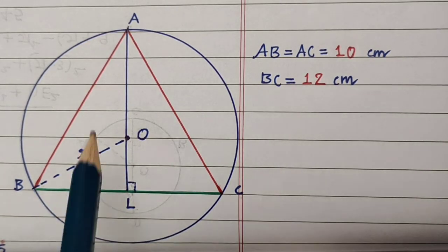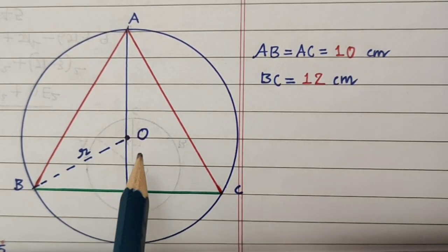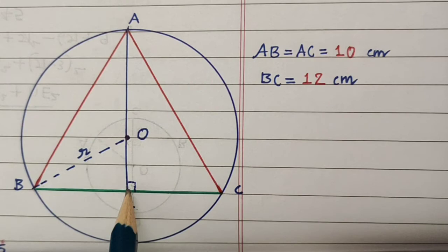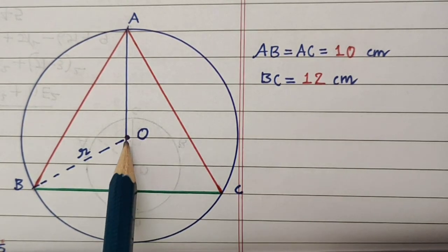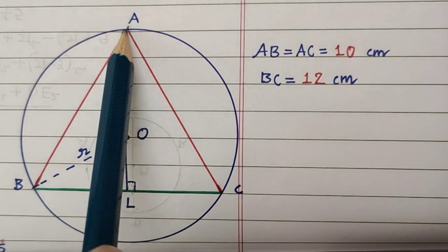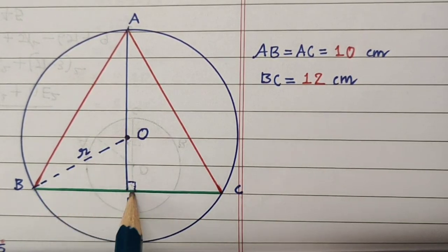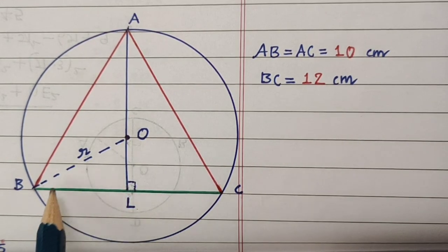So first we have to find this AL, because we need this length. We found this AL as 8 centimeters, and this length is equal to 8 centimeters minus the radius. So R square is equal to BL square plus OL square. After calculations we got R is equal to 6.25 centimeters.